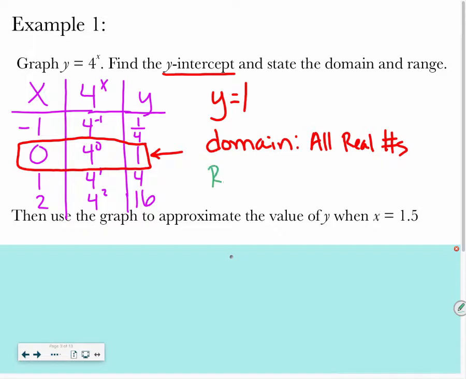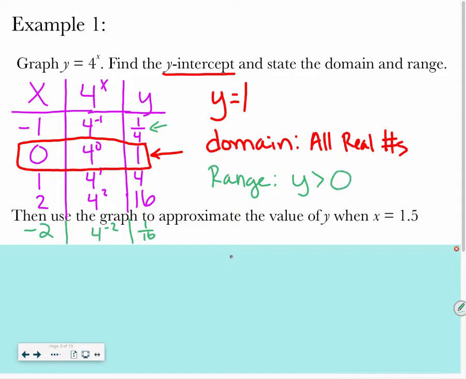The range, the numbers that we get out, now those are different. If you look at it, our smallest number here is 1/4. If we plugged a -2 in, we would have 4 to the -2nd power, which is the fraction 1/16. So we're getting closer to 0. We're getting smaller.